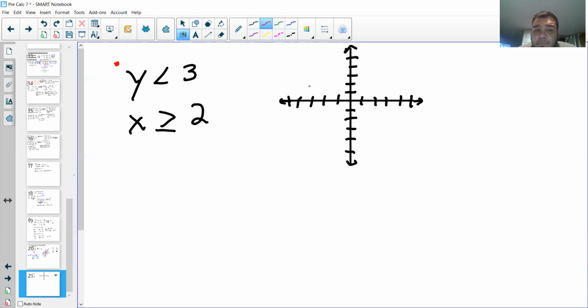So I'll do it color coded. So y is less than 3. This is a line where every y value is 3. So that's 0, 3; 1, 3; 2, 3; 3, 3; or -1, 3. So everywhere where y equals 3. And since this is a less than and not a less than or equal to, this is going to be a dotted line.